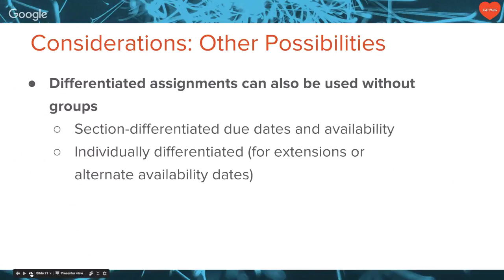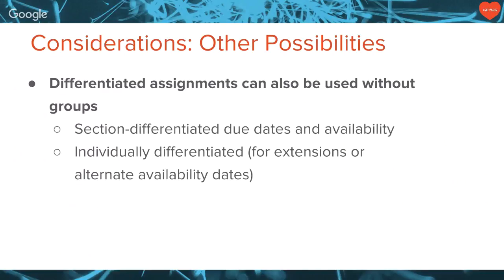And so the last thing to talk about with differentiated assignments for groups is to think about ways in which you can conceive of differentiated assignments for groups with perhaps a little g instead of a capital G. If we think about groups with a big G being those groups that exist in a group set, you can make assignments be differentiated based on a number of different options, including section differentiated assignments that may have section-specific due dates and availability dates, but you can also have individually differentiated assignments.